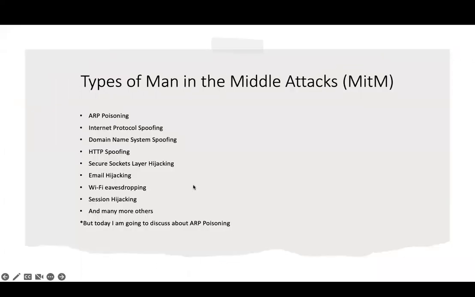So there are many types of man-in-the-middle attacks. There's ARP poisoning, internet protocol spoofing, domain name system spoofing, HTTP spoofing, secure socket layer hijacking, email hijacking, Wi-Fi eavesdropping, session hijacking, and many more. But today I'm going to discuss one of the types of man-in-the-middle attack, which is ARP poisoning.